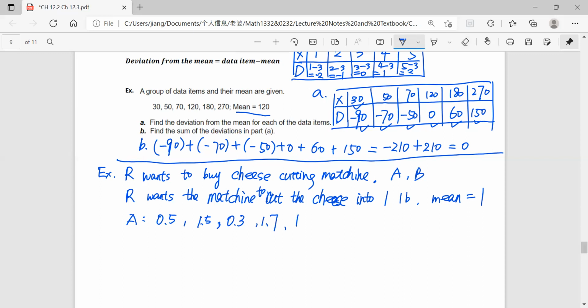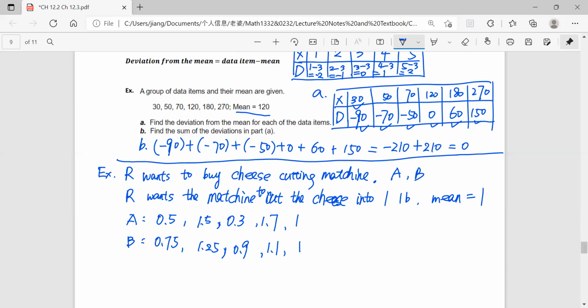And then if we add up all of these data and divide it by 5, we got the mean equals 1. And the store B said, my machine can cut the first piece is 0.75, and second piece is 1.25. The third piece is 0.9. And the next one is 1.1, and the last one is 1. So the sum of these 5 data divided by 5 is also 1. So which machine should the restaurant buy, from store A or B?